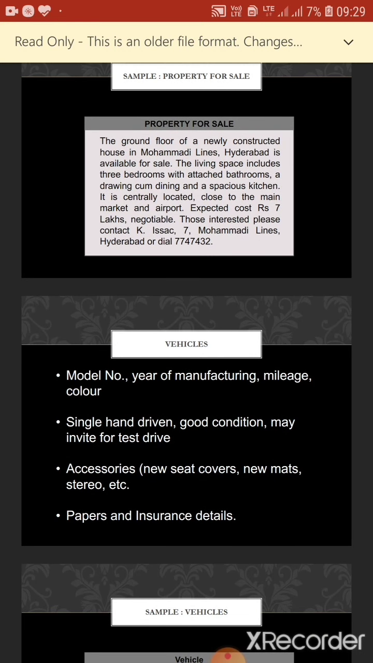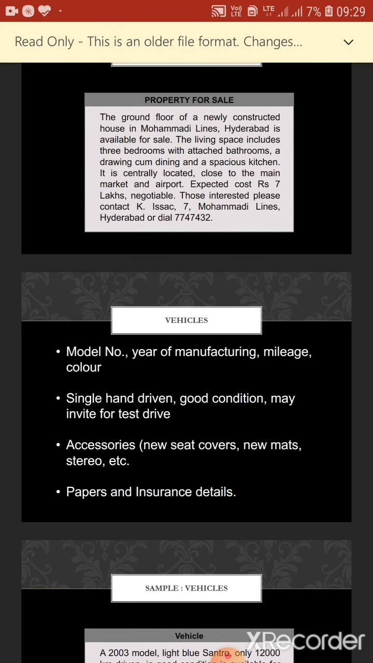That means the plus points of that particular property have also been mentioned. Now the cost also has been mentioned here. Expected cost rupees 7 lakhs, negotiable. It is negotiable also, and those interested please contact K Isaac 7 Muhammadi Lines, Hyderabad, or dial 7747432. So this is the contact number on which the people may contact.